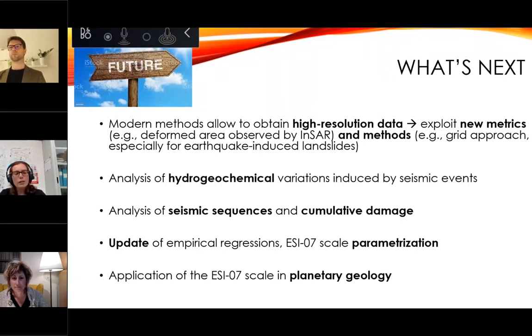And the last one is something I'm not expert on, but I bet, if I have to bet, that environmental effects can be applied in planetary geology, and here they are the only way to assess earthquake effects, not earthquake, but seismic events effects in planetary science.